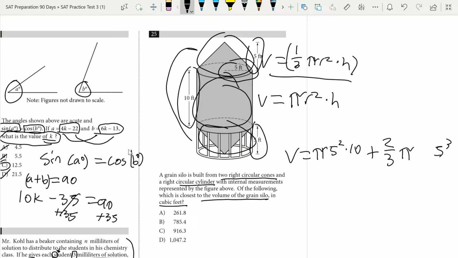Alright, so I got my calculator out. Now I can go ahead and plug in. So I know 5 squared is 25. 25 times 10 times pi. And then I take that and I add that to 2 over 3 times pi times 5 cubed, which is going to be 125. And that's going to give me my answer of 1,000. So V is going to equal 1,047.2. So that's going to be answer choice D.